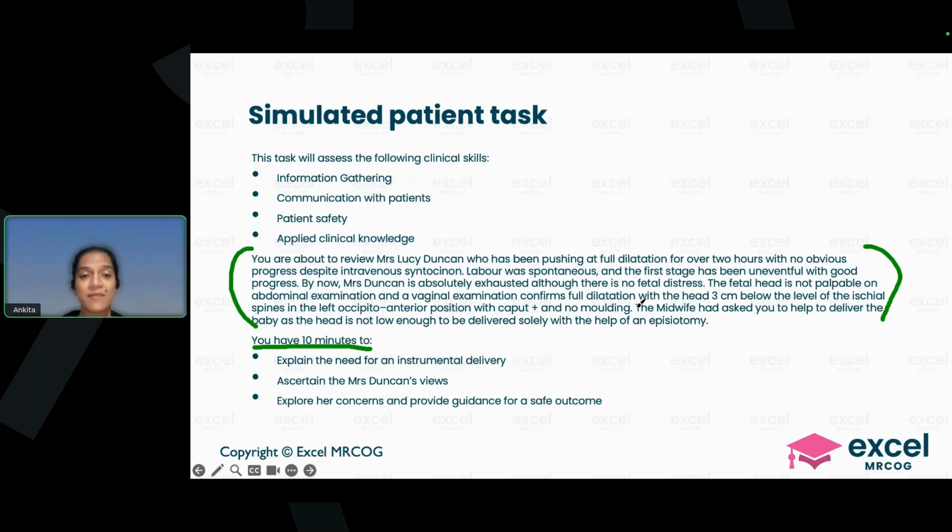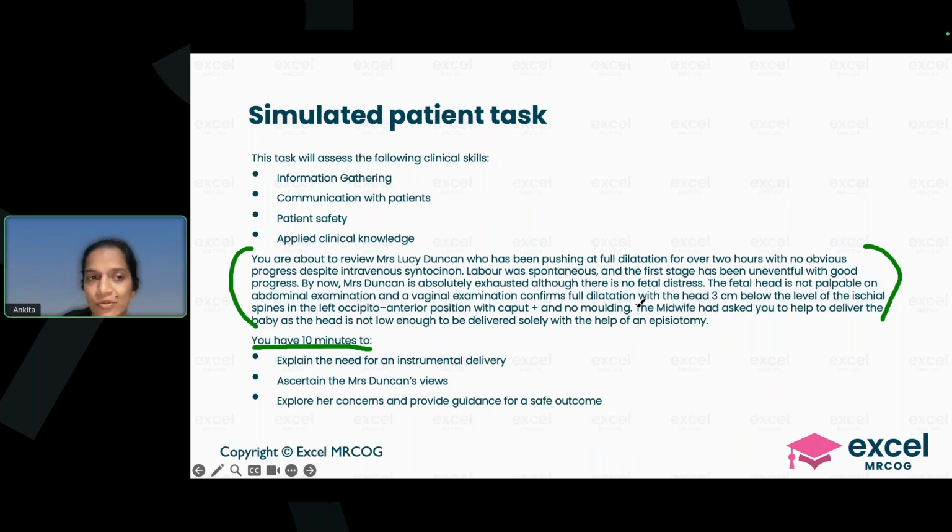If you say it in this manner, the examiner knows that you are aware of the situation that you are put in. You are in this labor ward where this particular lady is exhausted and pushing. So you are acknowledging the fact that she's tired, she's been pushing for such a long time, and that you are here to help her. That itself gives a good intro. This is a special situation where your intro for the task would differ a little bit.